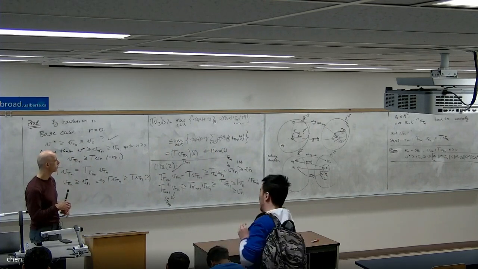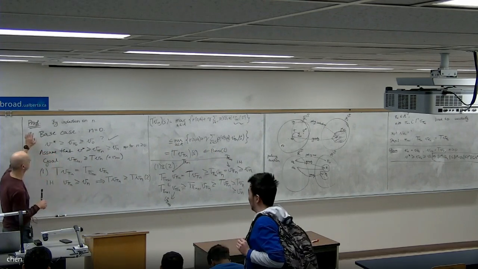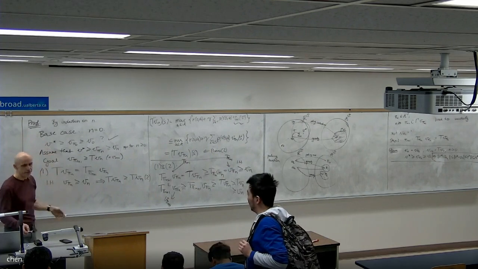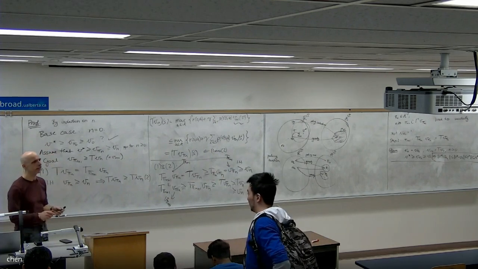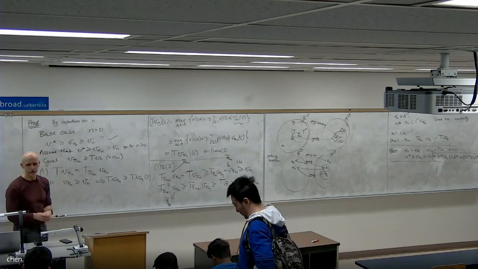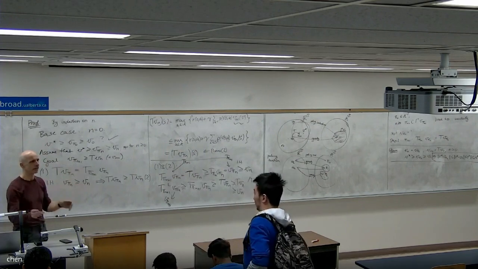All right. So that shows that policy iteration is at least as fast as value iteration, and that kind of closes dynamic programming. All right.